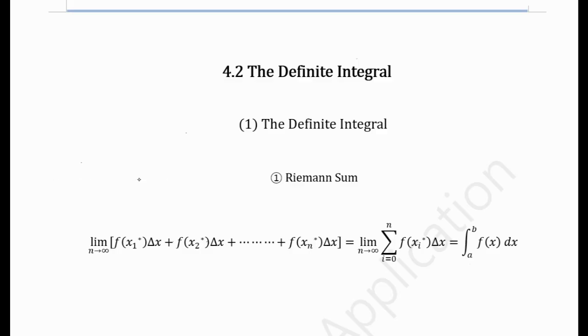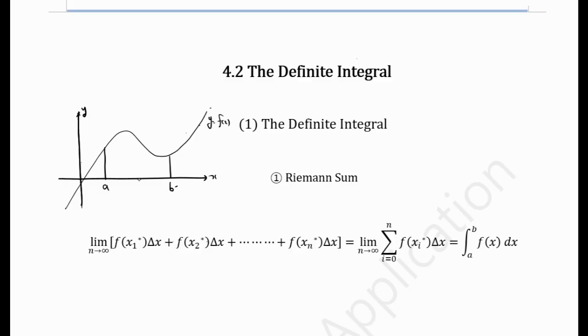This is the x-axis, and this is the y-axis, and we have the curve f like this, and this is x. We would like to find the area from x equals a to x equals b, the area between this curve f(x) and the x-axis.